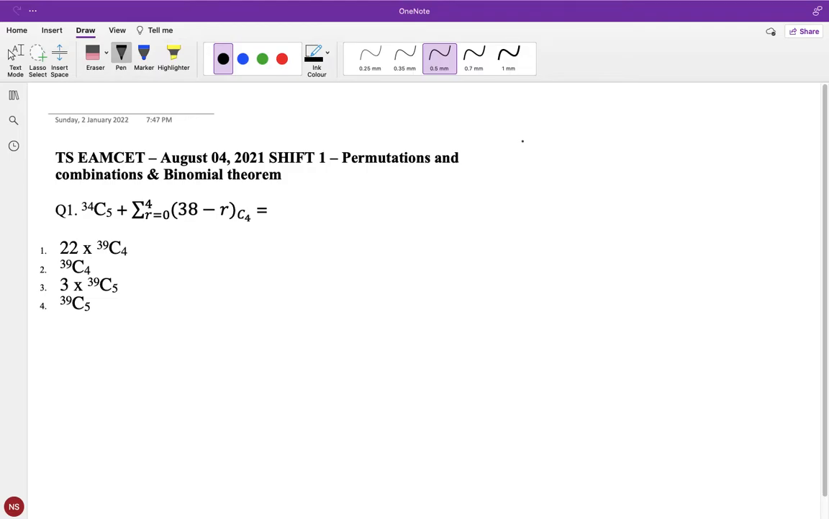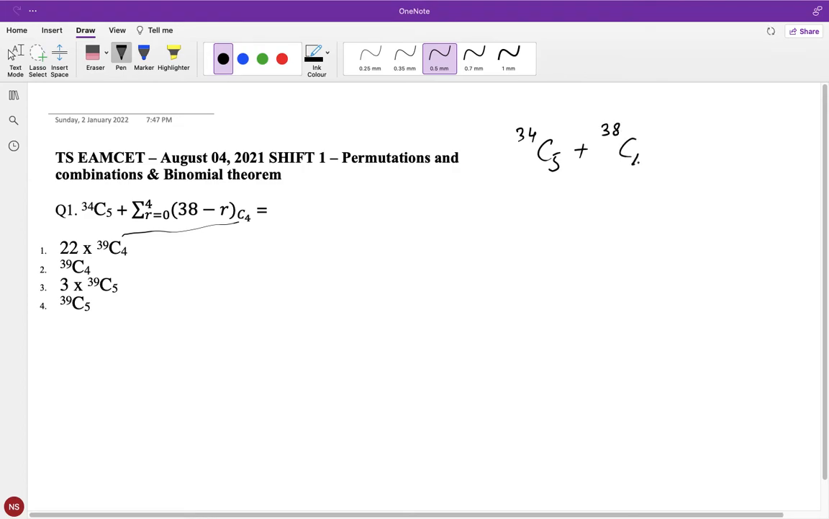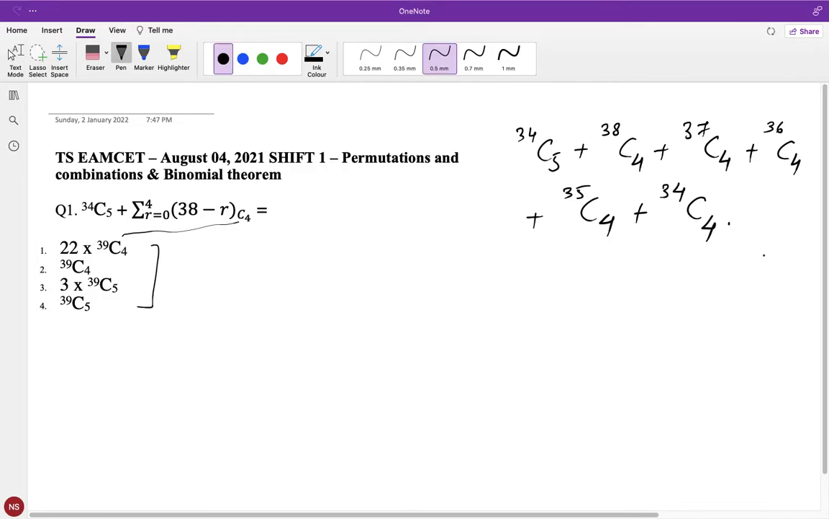34C5 plus sigma r equals 0 to 4, 38 minus r C4. Let us first try to expand this expression. What do we have? 34C5 plus, when r is 0, 38 minus 0 is 38, C4, plus when r is 1, 38 minus 1 is 37. When r is 2, it is 36. When r is 3, it is 35. When r is 4, this is 34C4. Now I have to see what this all will be equal to among the four of these.